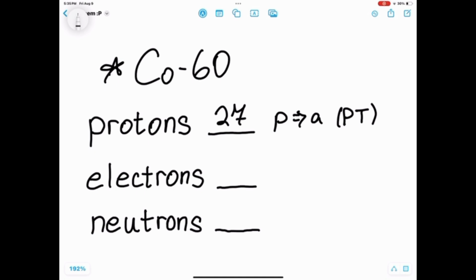Second, we are asked for the number of electrons. Recall that isotopes are atoms, and atoms contain the same number of protons as electrons. Since cobalt-60 has 27 protons, it has 27 electrons as well.